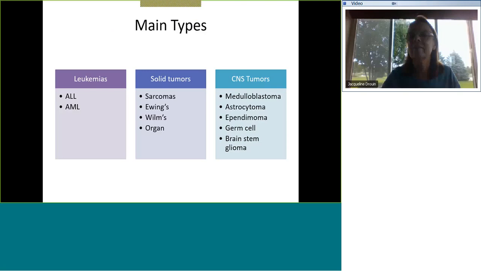Now, for the main types of childhood cancer, we have leukemia, like acute lymphoblastic leukemia and acute myeloid leukemia; solid tumors such as sarcomas, Ewing's, Wilms, or organ-based; and CNS tumors, like medulloblastoma, astrocytoma, ependymoma, germ cell tumor, and the deadliest of them all, the brainstem glioma. We will see them one by one next.